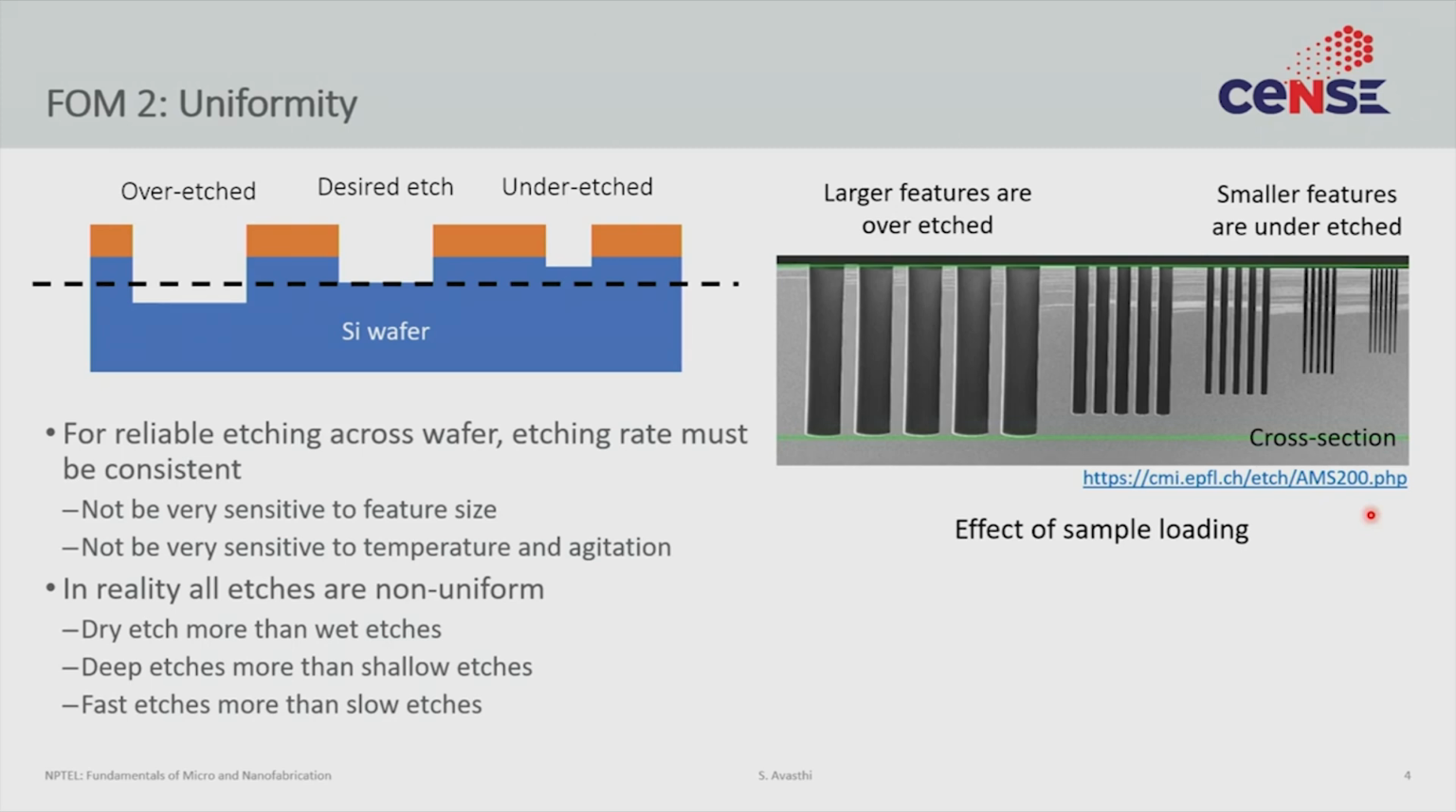Deep etches tend to be more non-uniform than shallow etches. Again, a good example. So if you are trying to do very narrow but deep etches, then the etches that need to go very deep tend to be a little more non-uniform than etches that need to go shallow. And typically, fast etches are much more non-uniform than slow etches, and this comes back to the ability to control. Something that happens very fast is very hard to control. Something that happens a little more slowly is often easier to control.